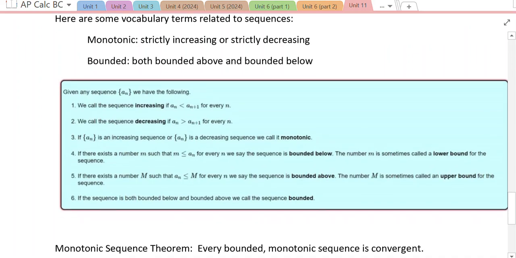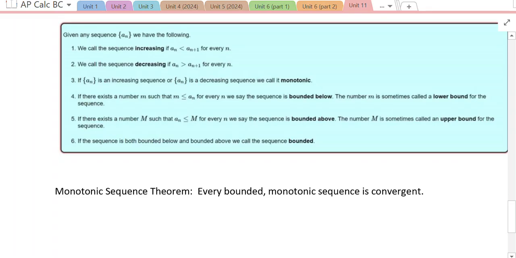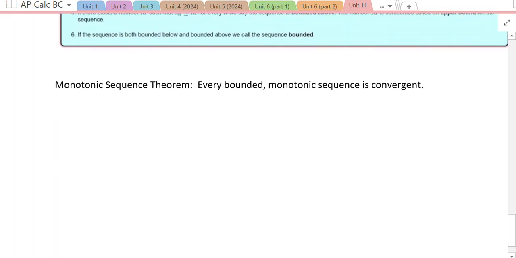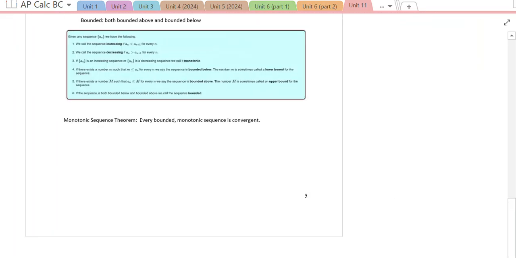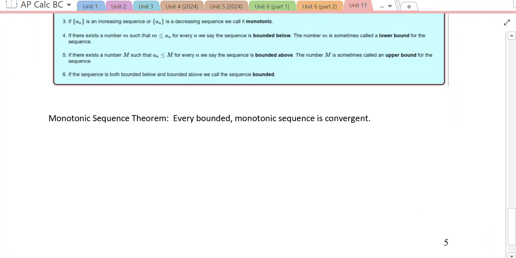Okay, and here's that same kind of information. We call it increasing if the next term is always bigger than the previous term. We call it decreasing if the next term is always smaller than the previous term. And so the same bounded above, bounded below. And every bounded monotonic sequence is convergent. So if I know that it's bounded and I know it's always either increasing or decreasing, then I must be approaching that bound. And that's lesson 12.1.